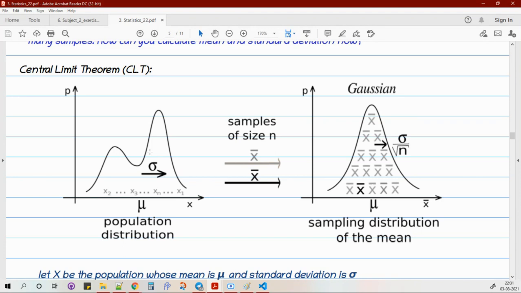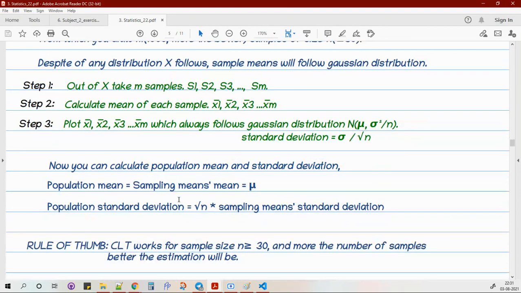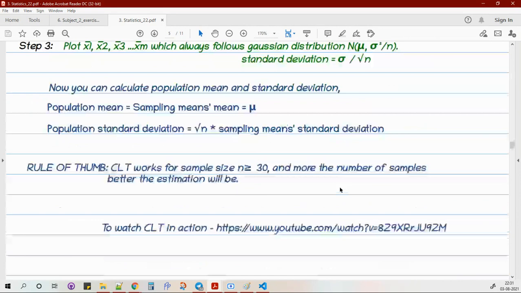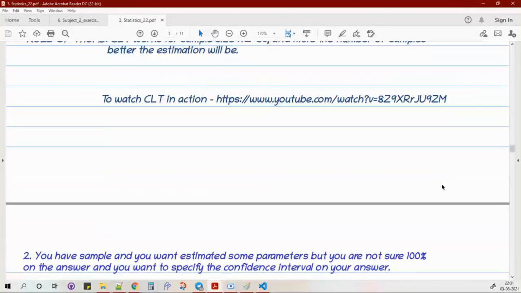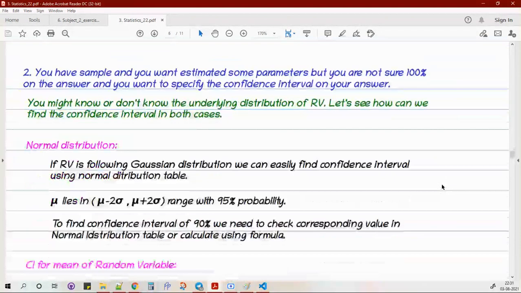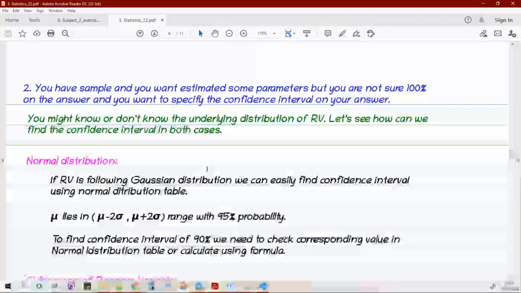See here, I have written this sigma here, right? That's why in this formula, the population standard deviation is equal to root 10 into this. That's why I told you, this is the most confusing part when calculating the numericals. So don't divide the sampling distribution's standard deviation by root n, multiply it.